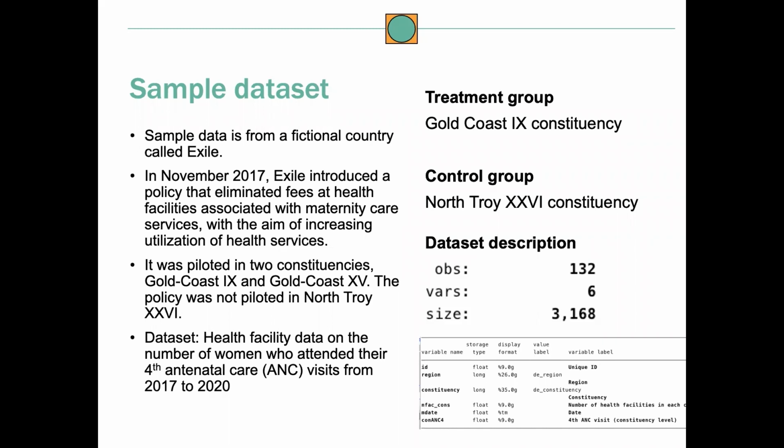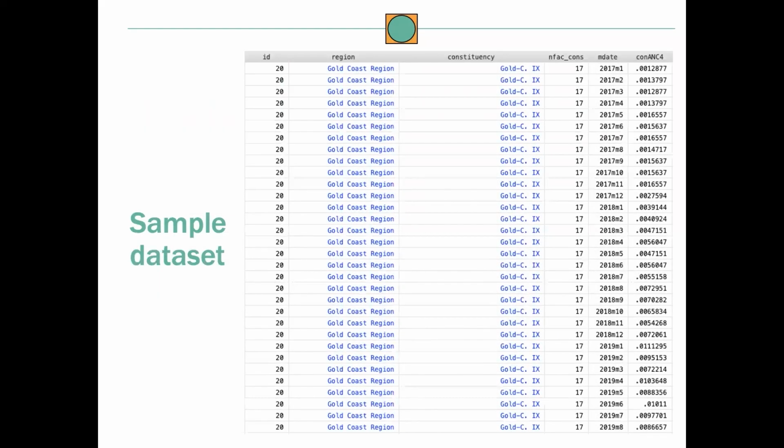We have our ID variable, which is a unique identifier for each constituency. The region variable is the region the constituency is in, and then the constituency variable. We have a variable representing the number of health facilities in each constituency, as well as a date variable and an outcome variable, which is our constituency rates of 4th ANC visits. This is a visual of our sample data set, and it lists most of the variables we just described.